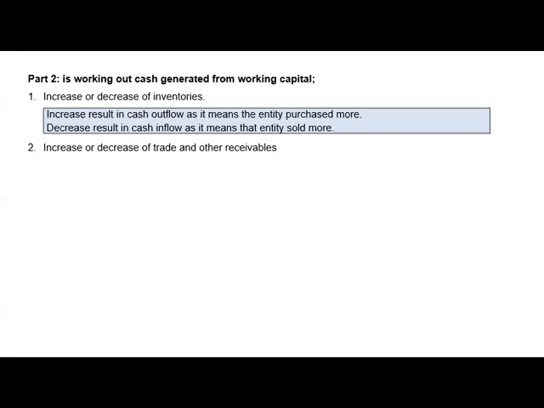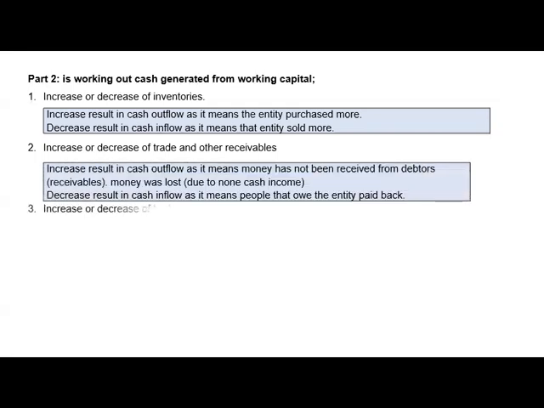A decrease in trade and other receivables is associated with cash inflow. It means that people that are owing you are paying you back. That's why they're owing you less. And when they pay you back, that is a cash inflow. A decrease in trade and other receivables is a cash inflow.